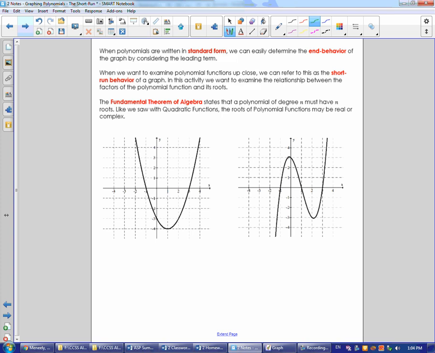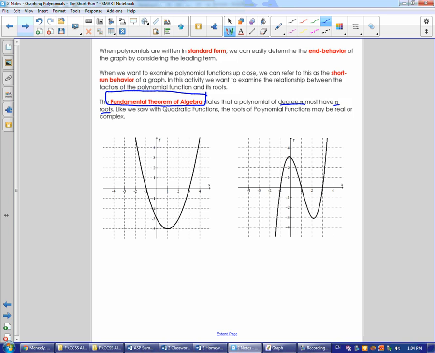And there's a theorem. It's called the fundamental theorem of algebra. If you remember theorems and postulates from geometry. The fundamental theorem of algebra states that a polynomial of degree n must have n roots. Remember how we said quadratics? Because it was an x squared, it was of degree 2, we had to have 2 roots. Either both of those roots were real, or both of those roots were complex, or maybe we had one real root, but it was a double root. So either way, there would be 2 roots to every quadratic function.